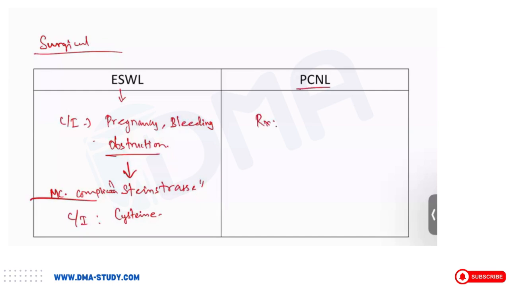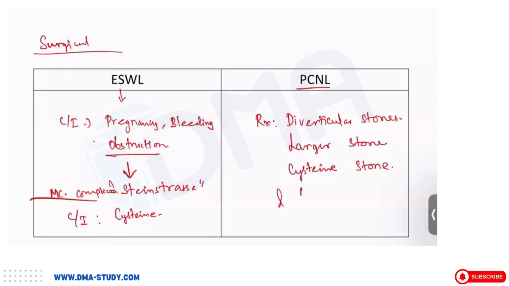PCNL is indicated for limited conditions because it is an invasive procedure. One is for diverticular stones, another is for larger stones more than 2 centimeters, and cysteine stones, and failed ESWL. So that's all about the renal stone.